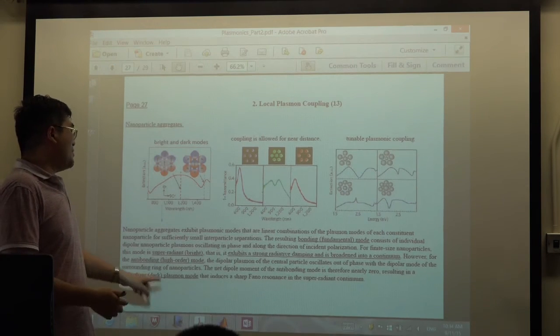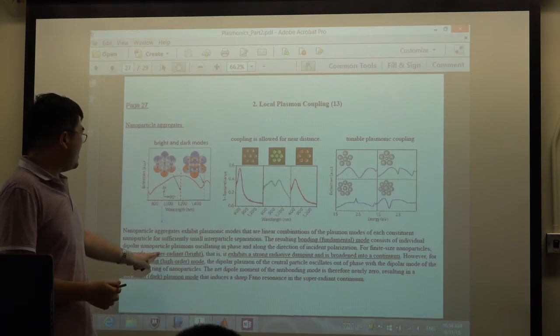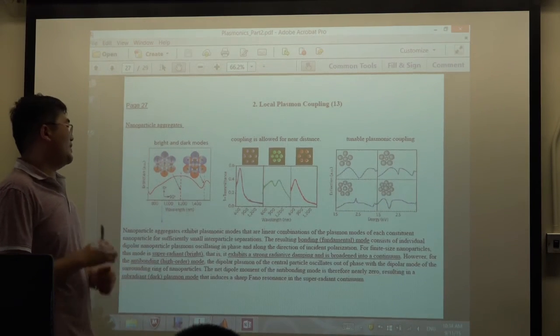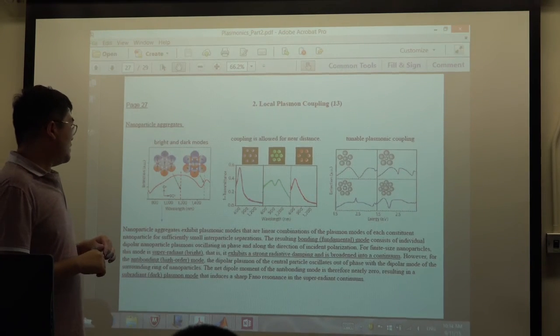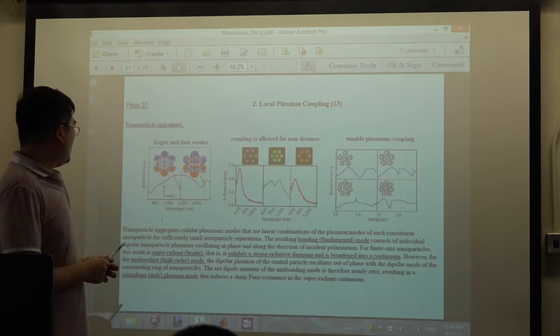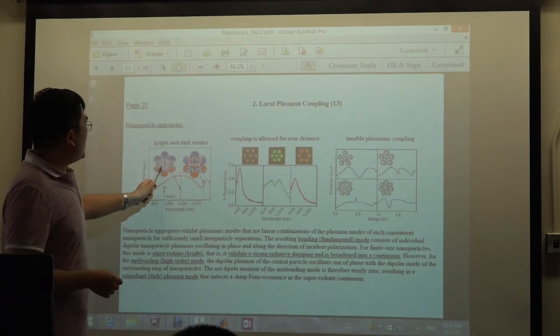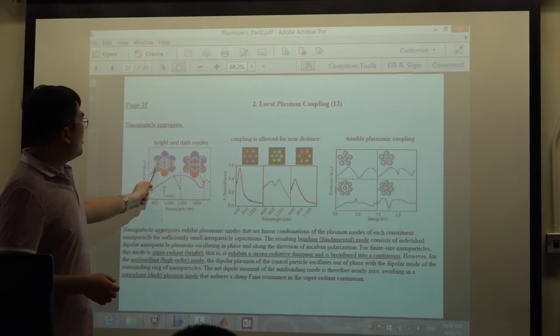subradiant. It's similar to dark. So superradiant and subradiant, this is a big thing. Another one is the bonding and anti-bonding mode. Bonding is the lower mode, anti-bonding is the higher mode.